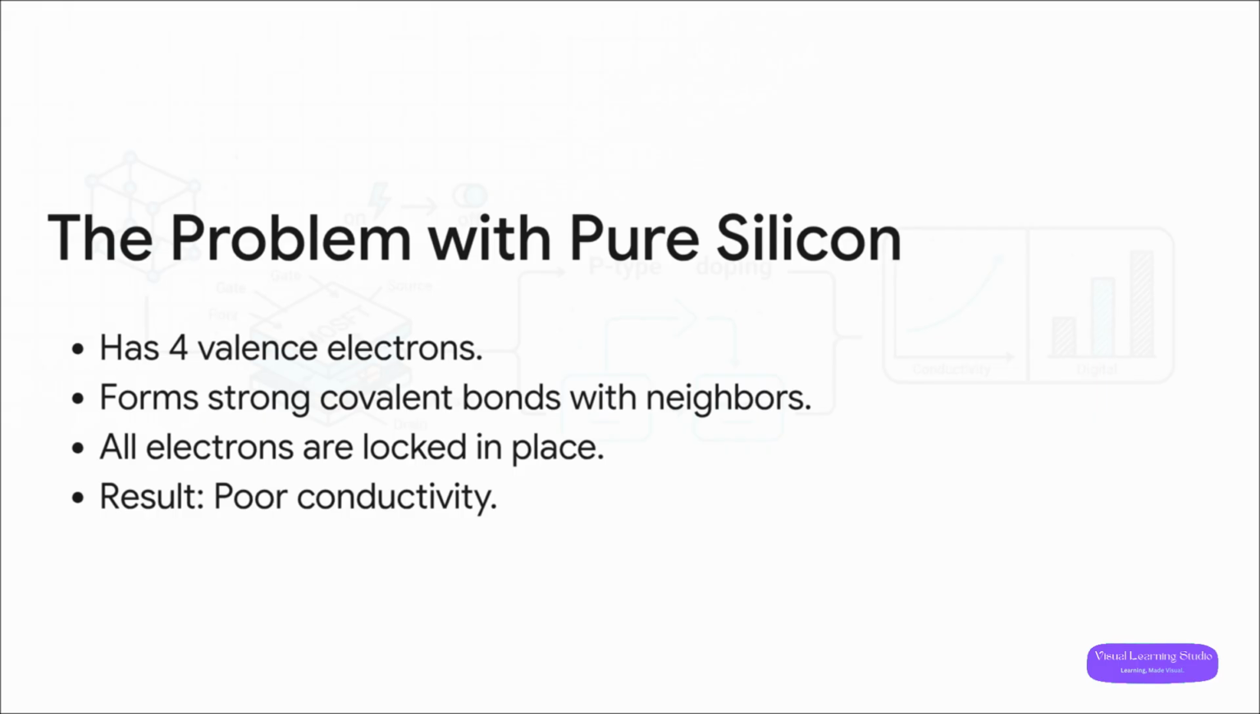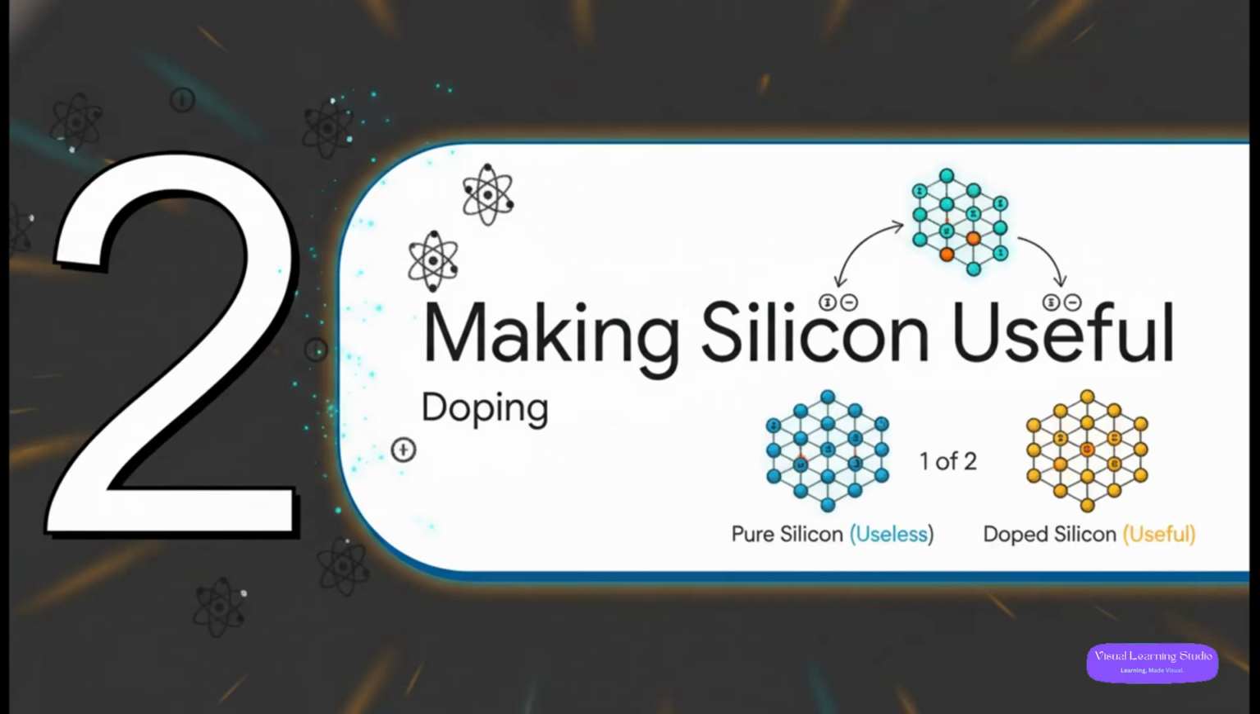But that stability is also a big problem for us. All the electrons are locked tight in these bonds. They can't move around. And if electrons can't move, you don't have conductivity. So, if pure silicon is so boring, how do we make it useful?